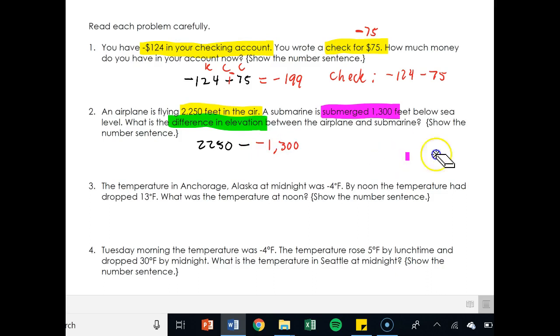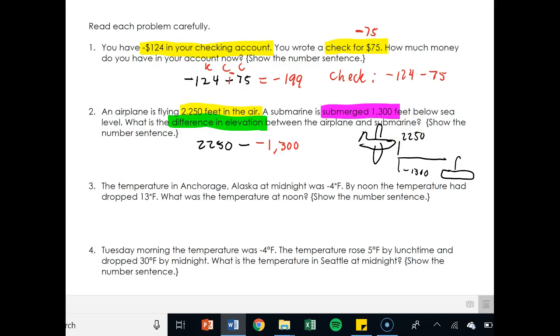We're doing that because it's almost like you have, if you wanted to draw out this picture, you've got the airplane up here. Here's my poor attempt at an airplane. It's not half bad. It's above ground, right, at 2,250 feet. But then you've got the submarine below ground. There's a bad submarine, right? Below ground at negative 1,300 feet. So just to get back to ground, you got to get 1,300 feet. And then you got to go up another 2,250 feet.